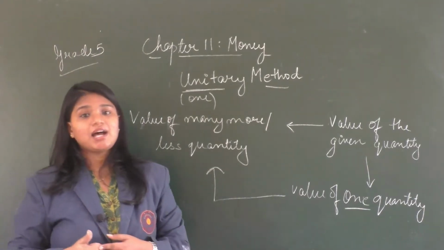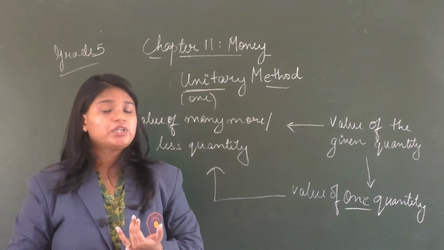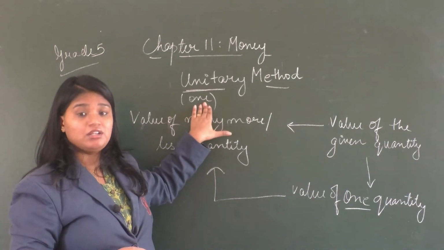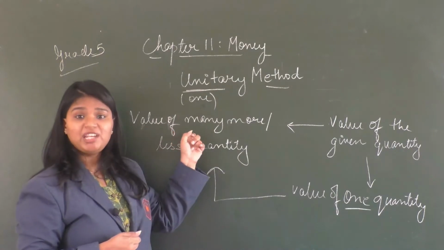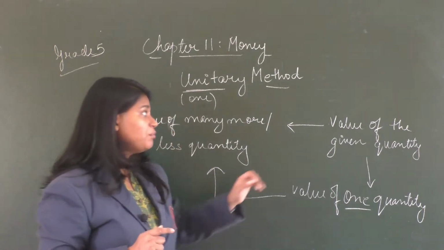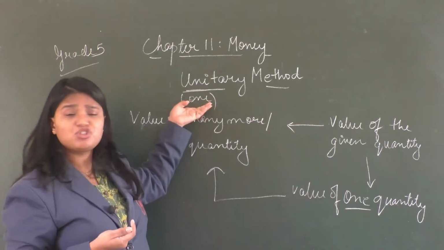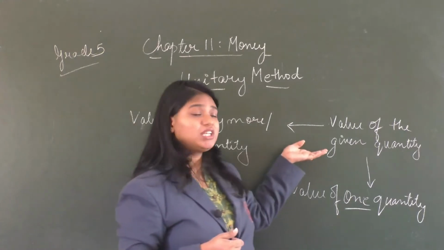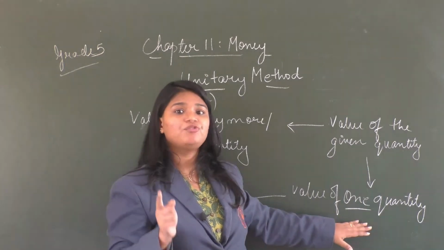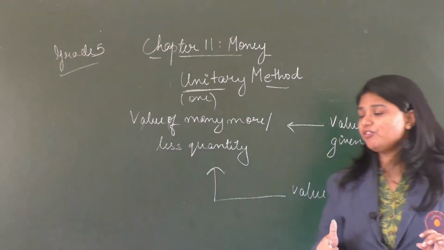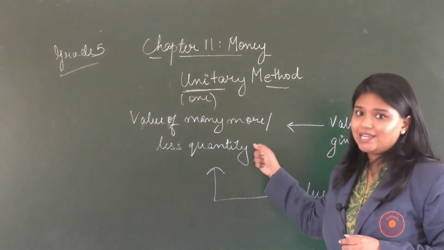So students, let's start by learning about unitary method. Now what do you mean by the term unit? Unit means 1. So under unitary method, we find the value of many more or less quantity from the value of the given quantity. Now from the value of the given quantity, first we will find the value of a single quantity. Now with the help of the value of a single quantity, we can find the value of many more or less quantity.